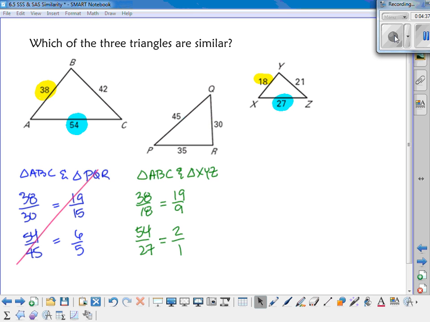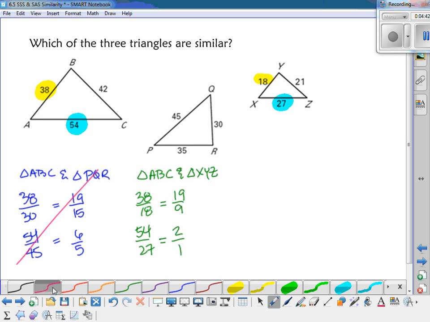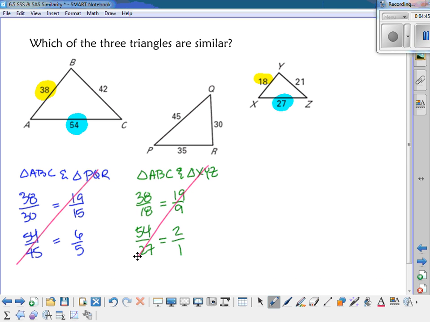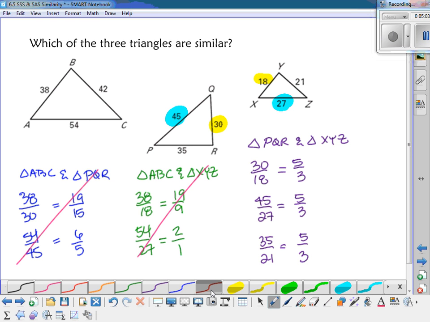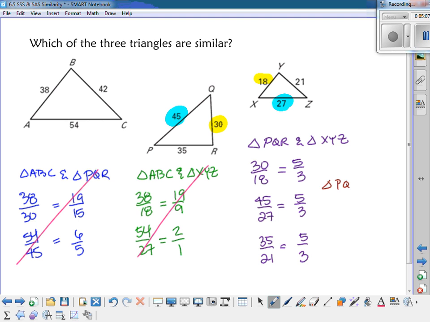Next, I compared triangle ABC to triangle XYZ, and again, I saw by comparing the shortest and longest sides that they were not proportional either. Finally, I compared PQR to triangle XYZ, and they all came out with a ratio that reduced to 5/3. So I know that triangle PQR is similar to triangle XYZ by side-side-side similarity.